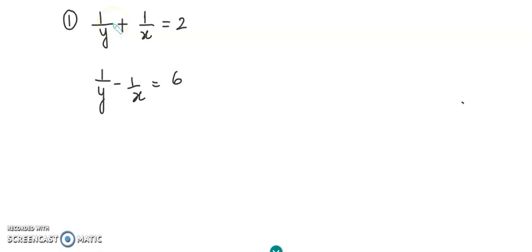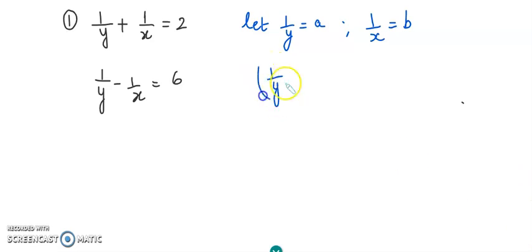the same elimination method. So here, as you can see, 1 upon y and 1 upon x is there in both the equations. So what we'll be doing, we'll say let 1 upon y equal a, or you can take v and u, and b. Here I'm taking a and b, whichever you take, it's one and the same thing. So I'm taking 1 upon y as a and 1 upon x equals b. So my equation will change as, let's write down the first equation, 1 upon y plus 1 upon x equals 2. That will become a plus b equals 2.